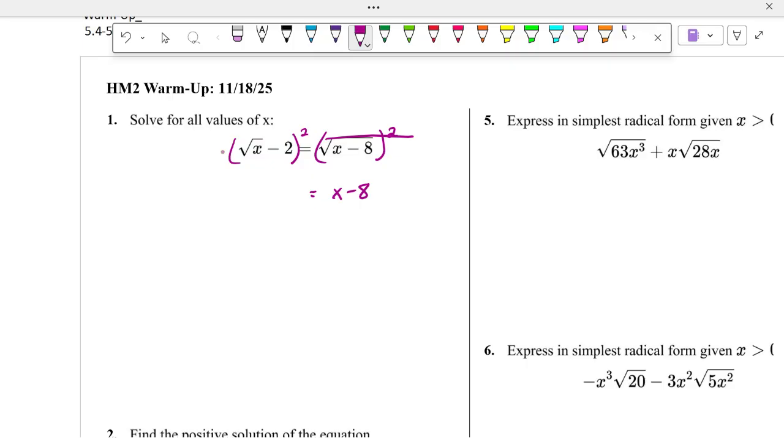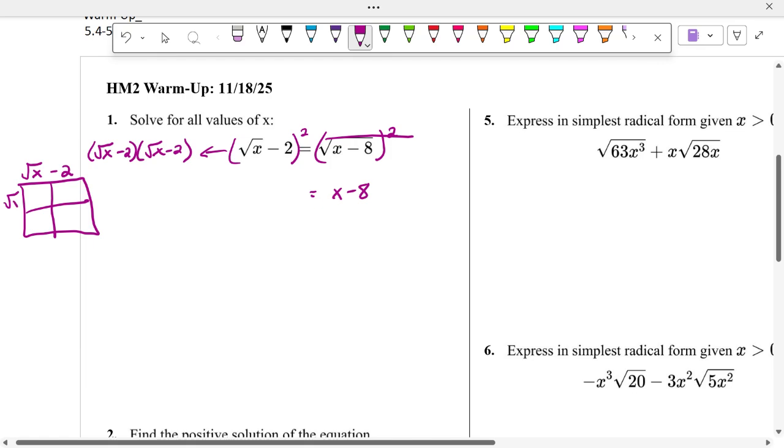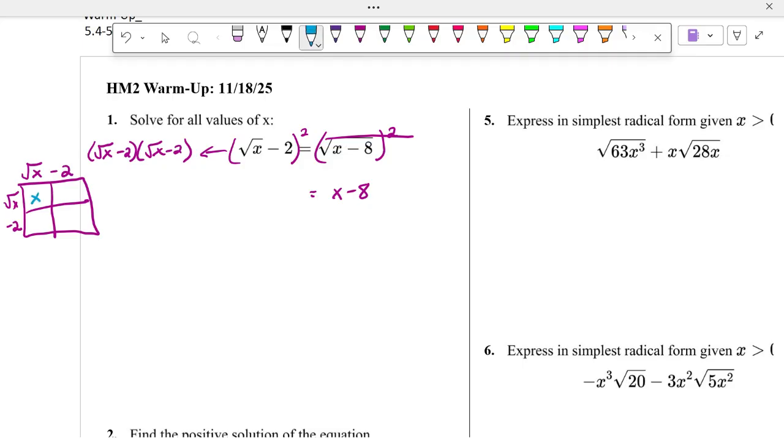This is the same thing as the square root of x minus 2 times the square root of x minus 2. So we can't just square the square root of x and square the 2 individually. We actually have to do a quick box method. So if I put it in a box, I have square root of x minus 2, square root of x minus 2. What's the square root of x times the square root of x? Just x. What's negative 2 times the square root of x? Negative 2 square root x. This is the same thing, so negative 2 square root x. What's negative 2 times negative 2?